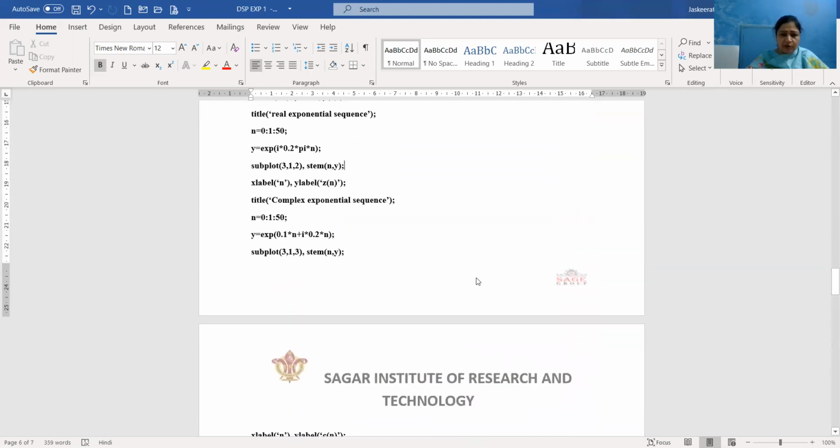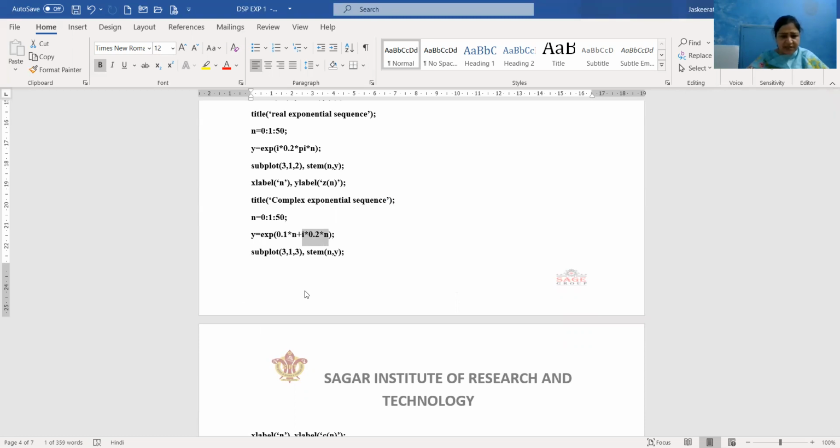Now, next we will plot the combination of the real exponential and complex exponential sequence. So again, I'll define the x-axis. So n will be written as 0:1:50. So it will vary from 0 to 50 with an interval of 1. Now I'll write an expression y is equal to exp of 0.1 into n plus I into 0.2 into n. Here we can see that we have a real part in the form of 0.1 into n as well as a complex or imaginary part in the form of I into 0.2 into n.